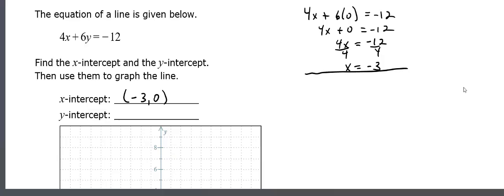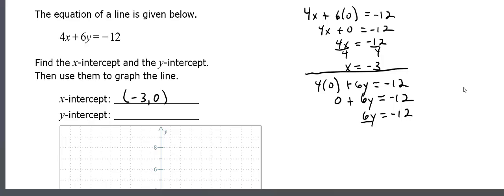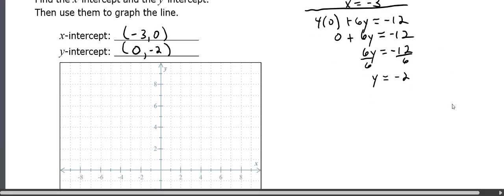And to find our y-intercept, we're substituting 0 in for x. So we have 4 times 0 plus 6y equals -12. Which gives us 6y equaling -12. And then we divide by 6, so y would equal -2. So the coordinates of our y-intercept would be (0, -2). So we're going to plot those 2 points on our graph and then connect the points with a straight line.